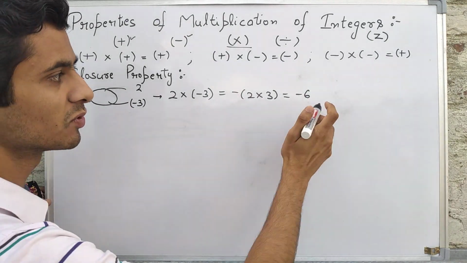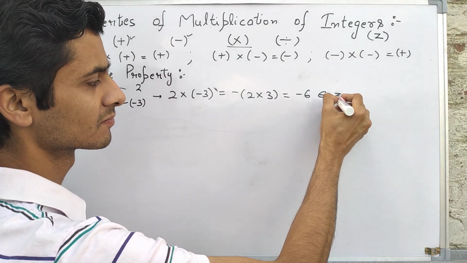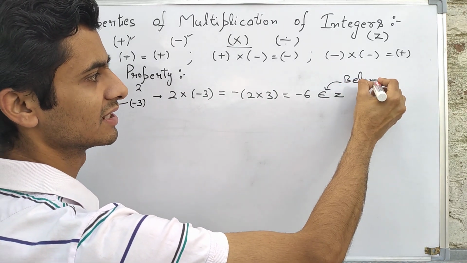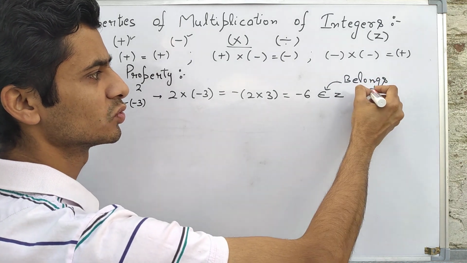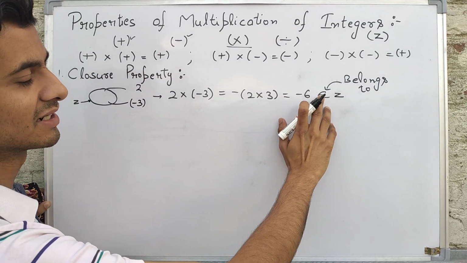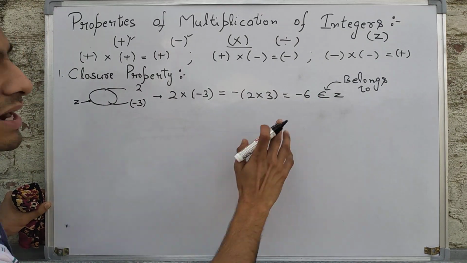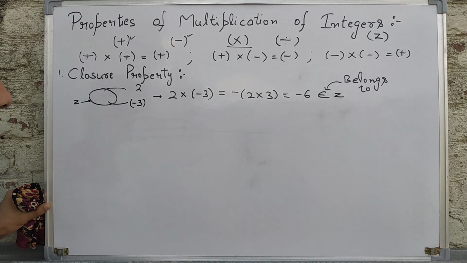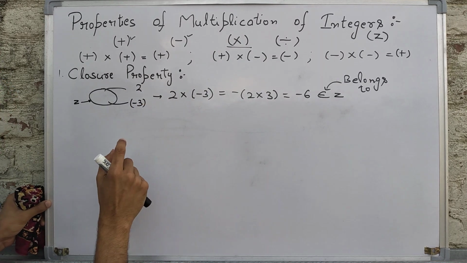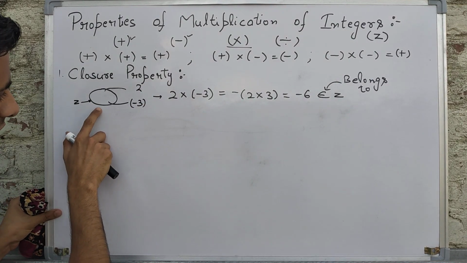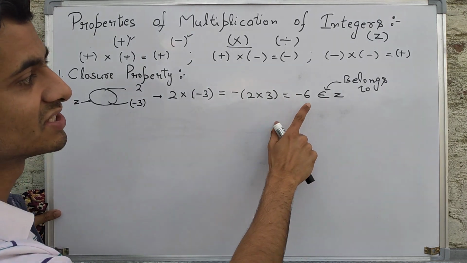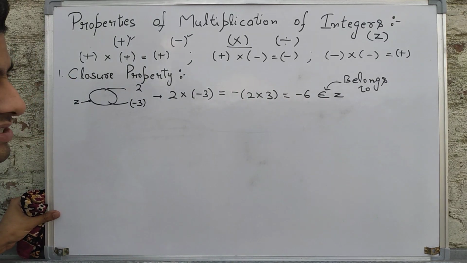So 2 into negative 3 we got negative 6. And negative 6 also belongs to the set of integers. This sign is for belongs to. There are a number of symbols in mathematics that are used. So this you can learn or remember that this sign resembles belongs to. Minus 6 belongs to integers. So what did you observe? That if you take any two integers out of this set of integers and you try to multiply them, the result is going to be an integer only.